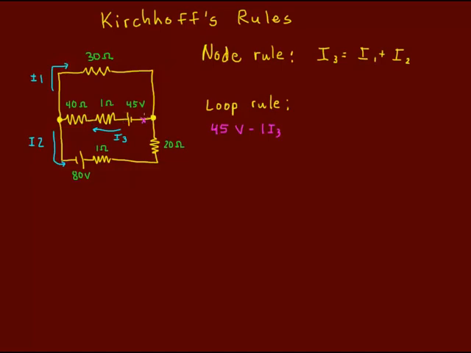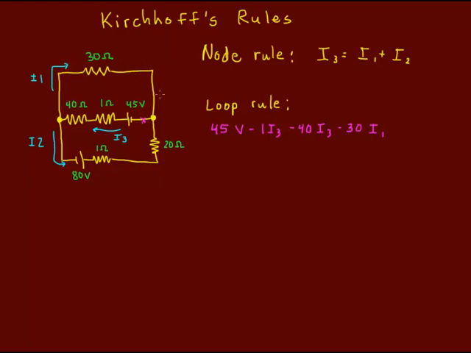So I started with the battery, I gained 45 volts, I'm going to lose 1 times I3. Now I'm going to go across the 40 ohm resistor and I'm going to lose 40 times I3, the 40 being the resistance and I3 being the current. Now I'm going to cross this node. At this point, I'm now on current I1. So when I come across the 30 ohm resistor, I'm going to lose 30 times I1.